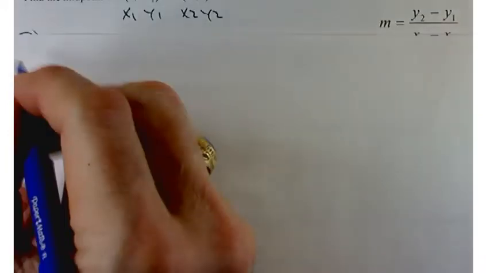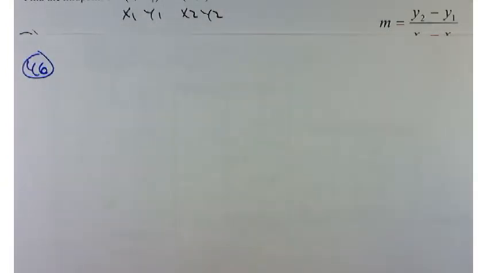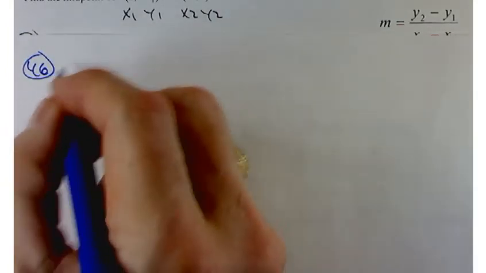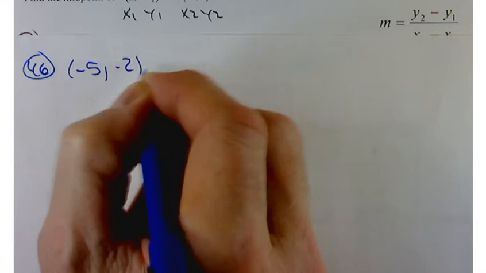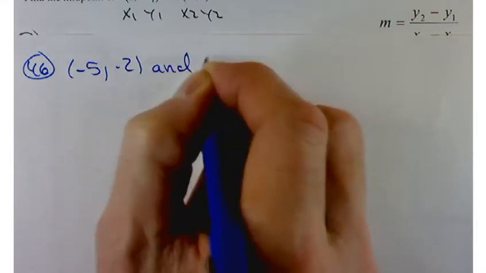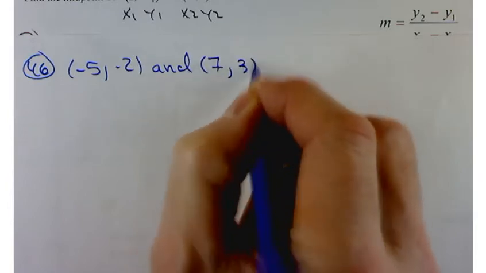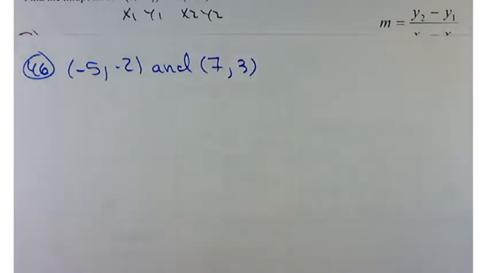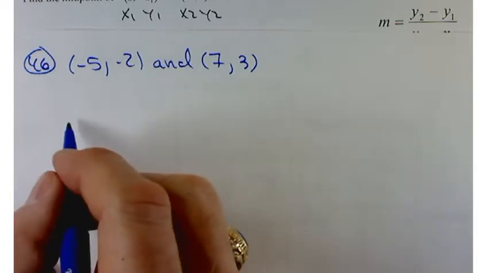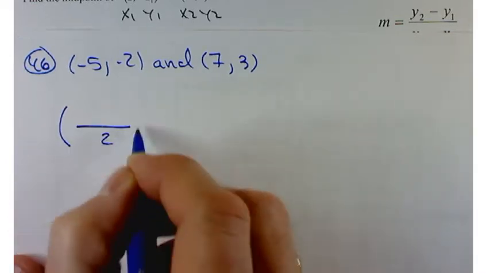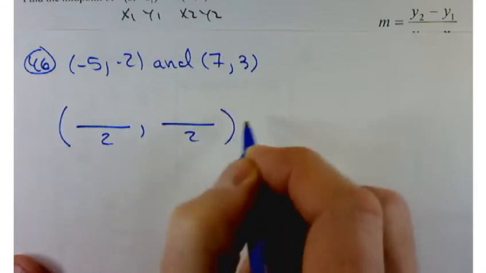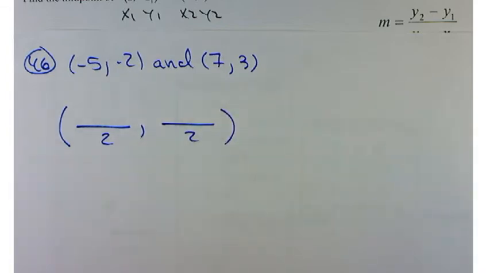For problem 46, no pictures, sorry. We're going to have negative 5 and negative 2, and 7 and 3. So we want to find the midpoint between those two. Keep in mind, your answer should make sense. If you were to graph it, it should look like the midpoint.